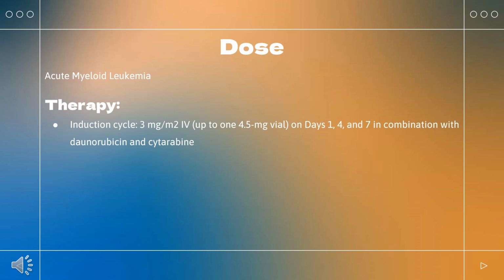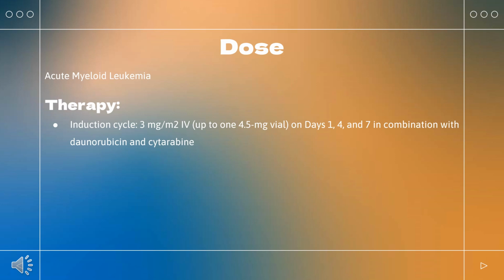Combination regimen. Induction cycle, 3 mg per square meter up to one 4.5 mg vial, on days 1, 4, and 7 in combination with daunorubicin and cytarabine. For patients requiring a second induction cycle, do not administer gemtuzumab during the second induction cycle. Consolidation, 3 mg per square meter up to one 4.5 mg vial on day 1, in combination with daunorubicin and cytarabine. Monotherapy. Treatment course consists of 1 cycle of induction and up to 8 cycles of continuation therapy.